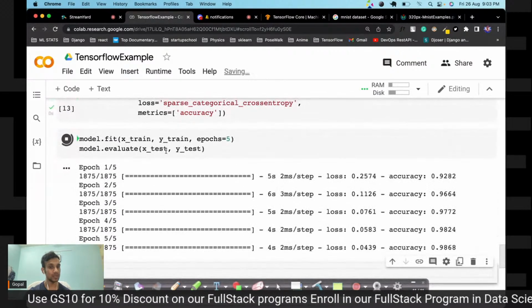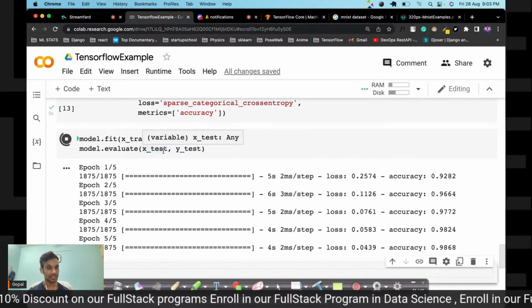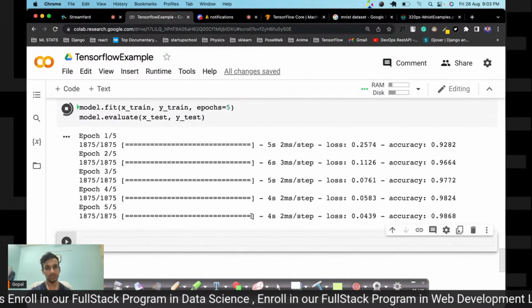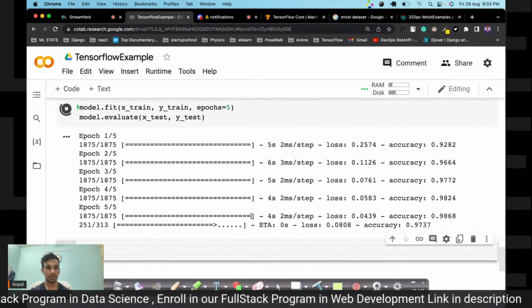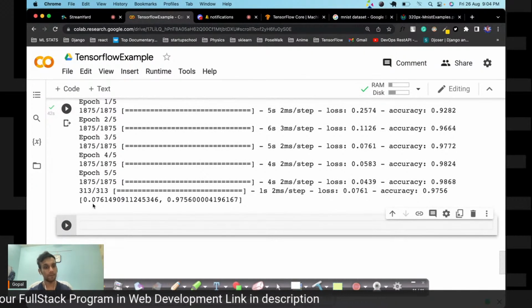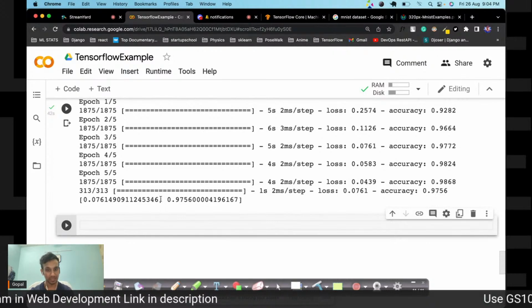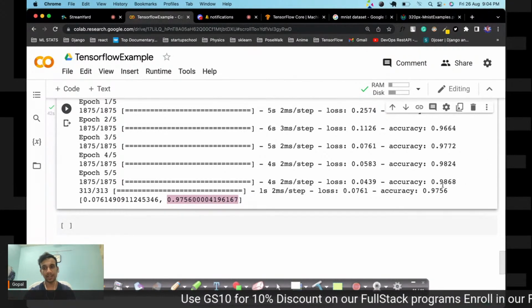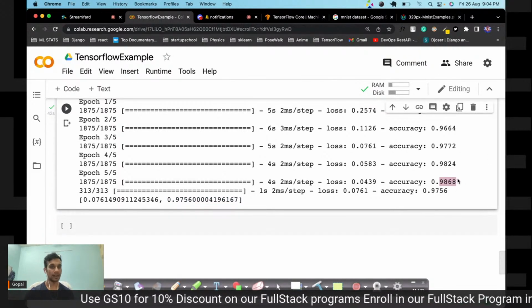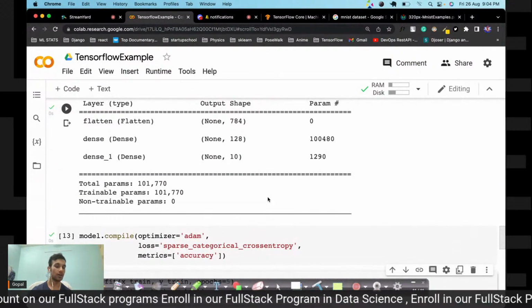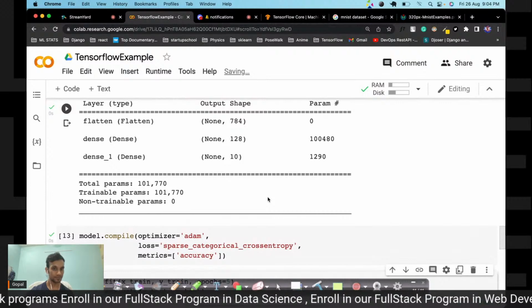And we can even evaluate how well it is doing on the testing data or unseen data. On unseen data, it is doing 97% with a loss of 0.76. It is quite good, not that bad. Testing is basically for unseen data, and for the training data, it is doing 98%. So literally you just trained your very first neural network, and that was your introduction to TensorFlow as well.